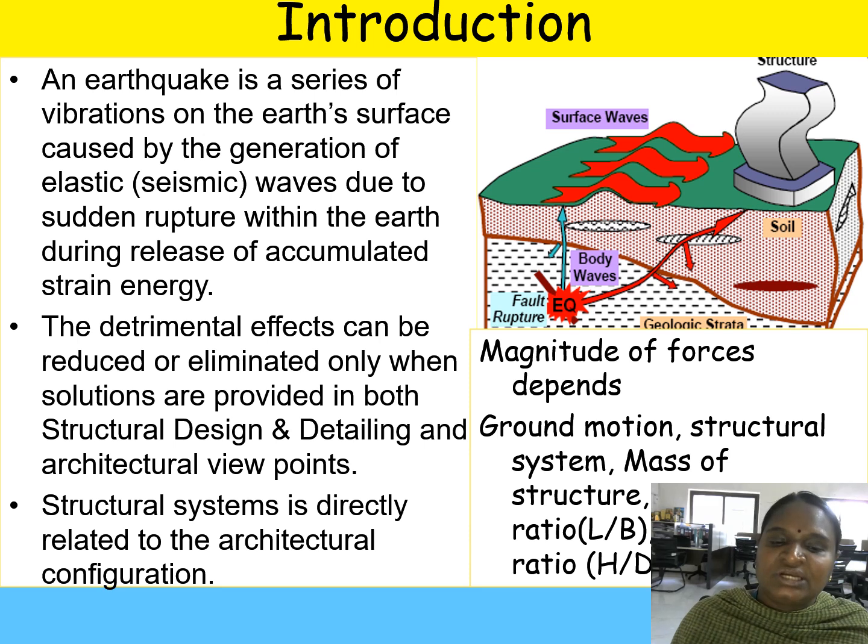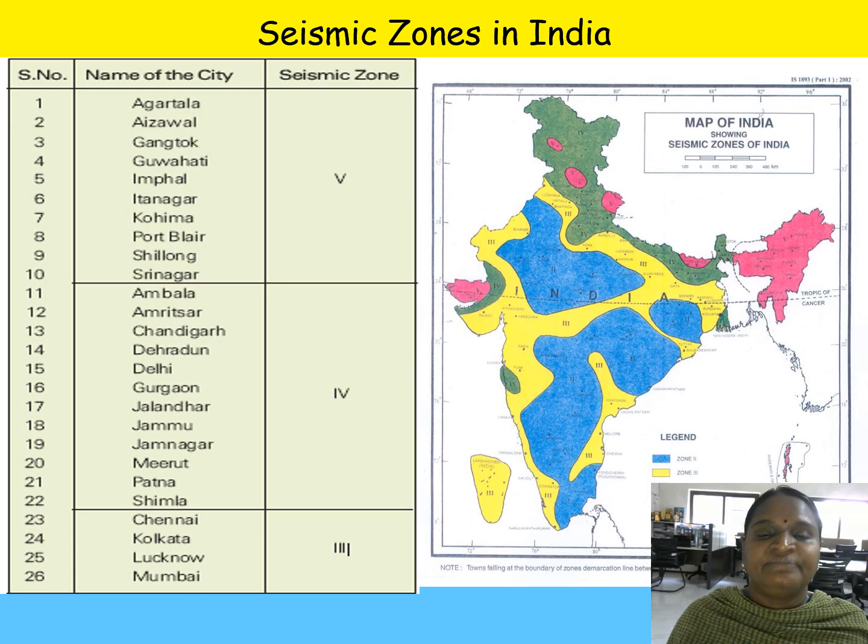So the structural system is directly related to the architectural configuration. This architectural configuration depends upon the type of structural system we are going to give and the mass of the structure, and what the ratio of the building is, whether it is the height and depth ratio, how the length of the building should be, how the breadth of the building should be. Everything we should consider.